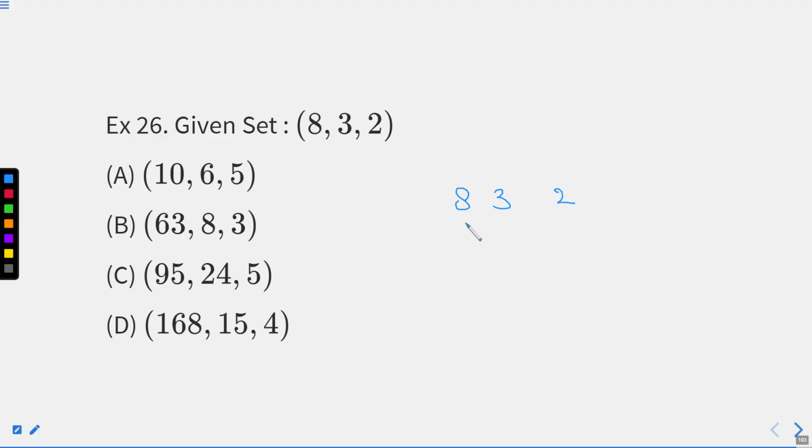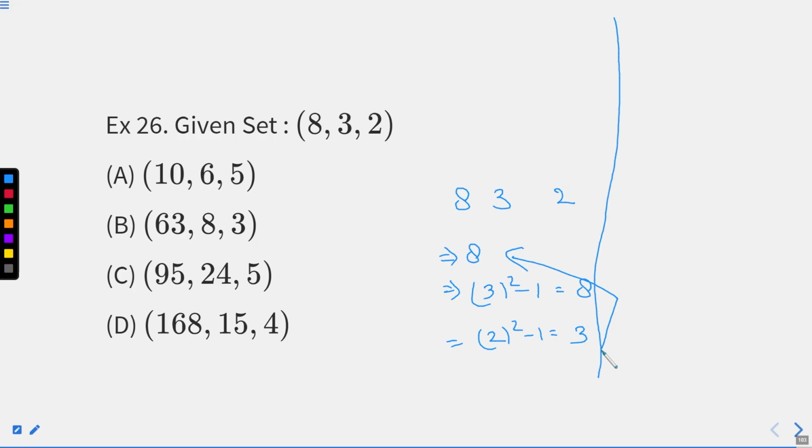What we know is that the first term is 8. Second term is what? Right? It's 3 square minus 1 is equal to 8. So we are getting the first term with the help of the second term. Similarly, if we apply this, 2 square minus 1 comes out to be 3. So this is the answer, right? So what do we need to implement? We need to implement all these things in these given options.